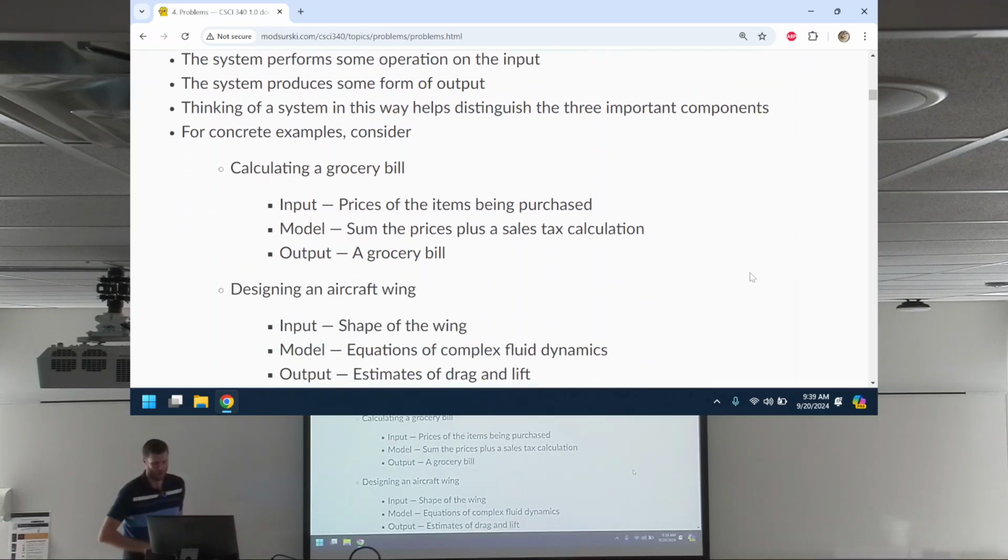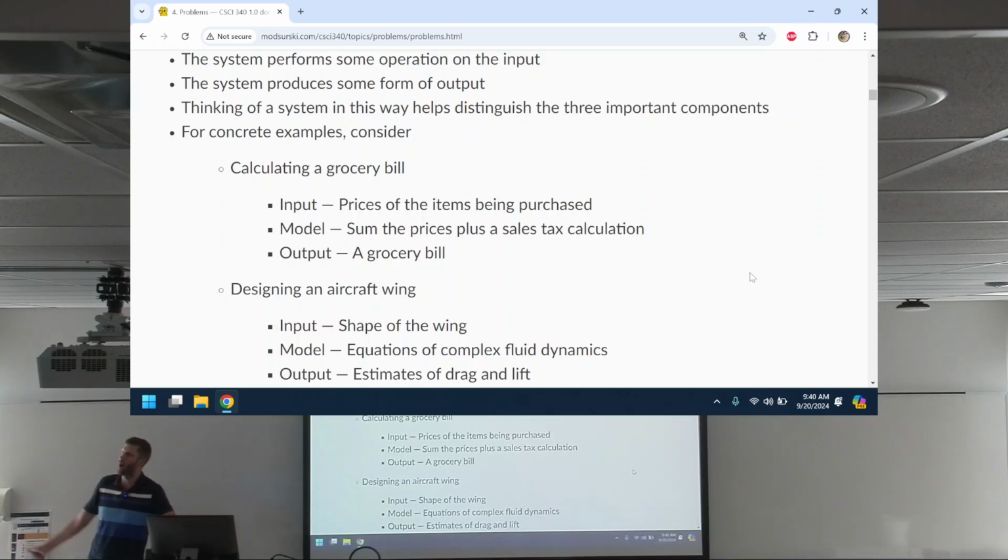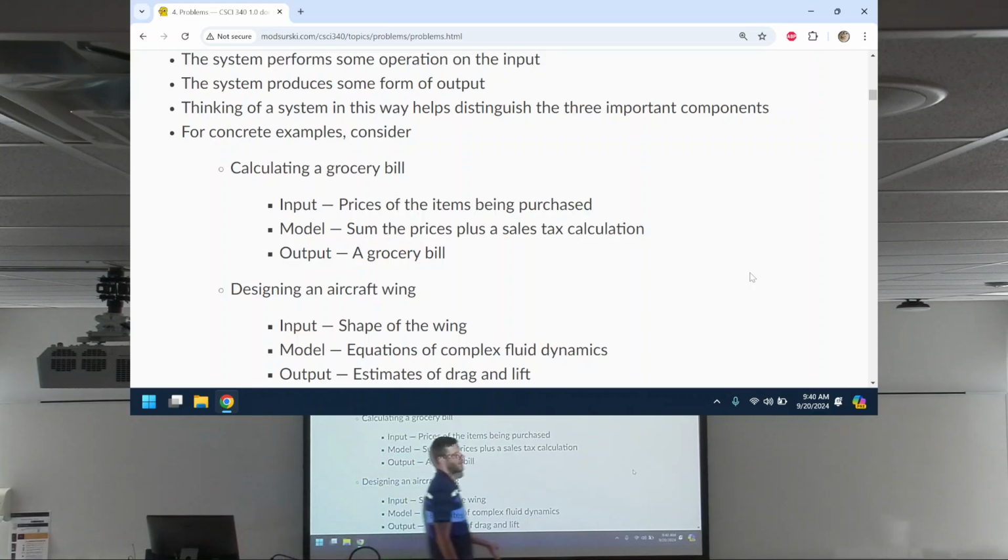For a concrete example, consider a simple problem like calculating a grocery bill. The input are the items and their prices that we want to buy. The model is some function to calculate the price plus the sales tax, and the output is the total sales bill. Or designing an aircraft wing, for example. I want to model that. Well, maybe if I'm trying to model and understand an aircraft wing, I'm going to have some input, which might be the shape of the wing. The model is going to be the equations of complex fluid dynamics. And the output is going to be estimates of drag and lift. I'm no expert on this stuff, but I'm just using this as an example.